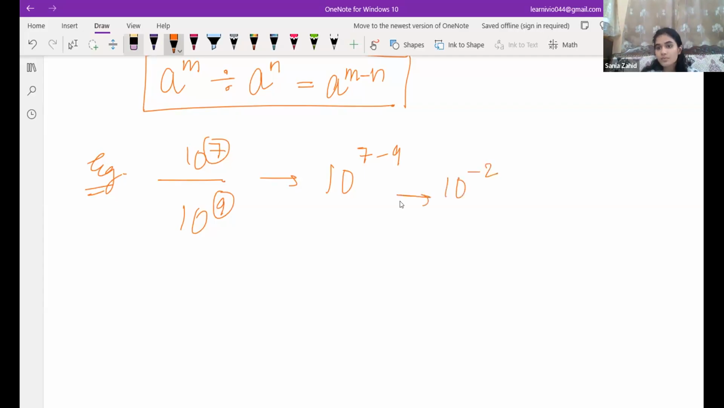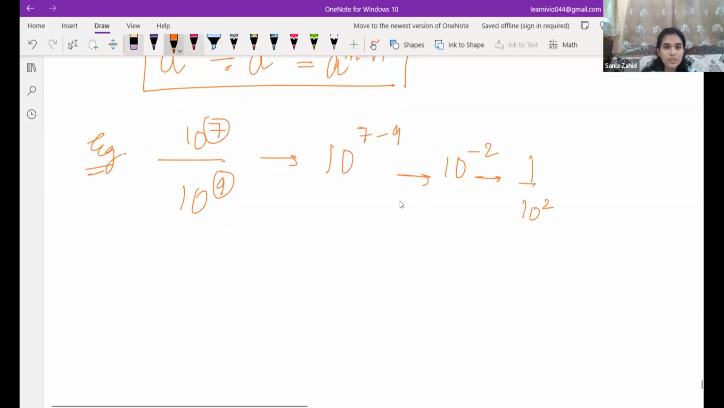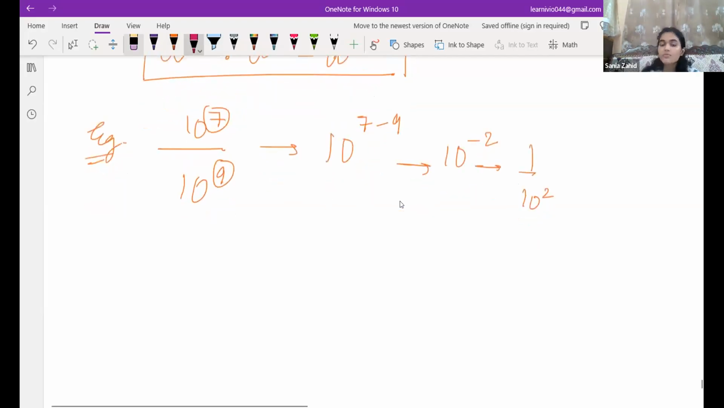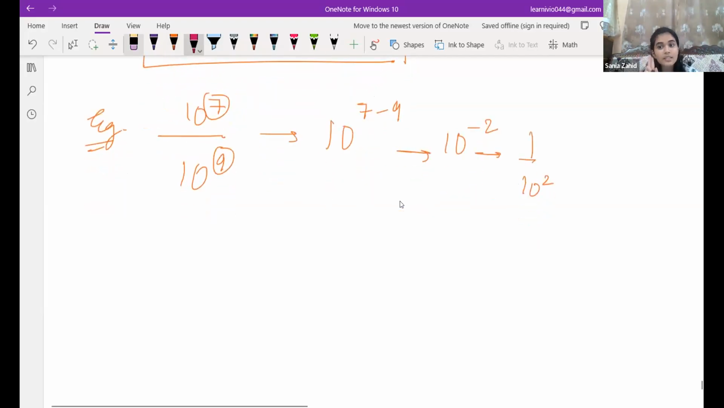Right? And children, one more thing that you need to remember is whenever we are writing the answers in this type of questions, try to always change your answer to a positive power. Okay, never leave your answer in a negative power. So now your answer becomes 1 by 10 to the power 2. You understand this part? Yes, ma'am. Okay. So this is the first law of exponent, which says you have same bases, different powers, which are being divided. So in answer, you will subtract the powers.